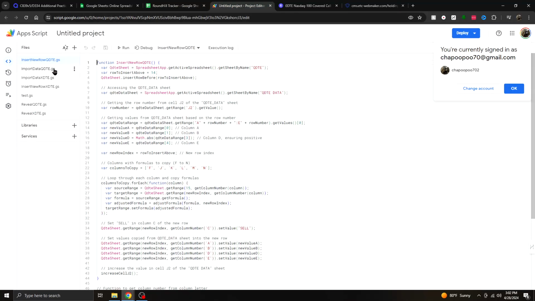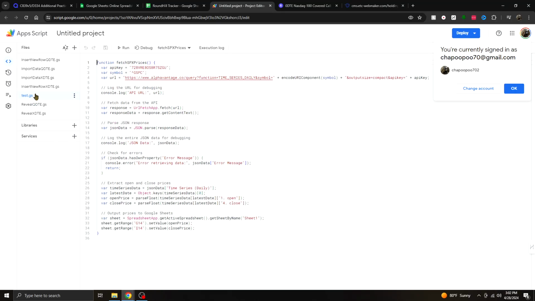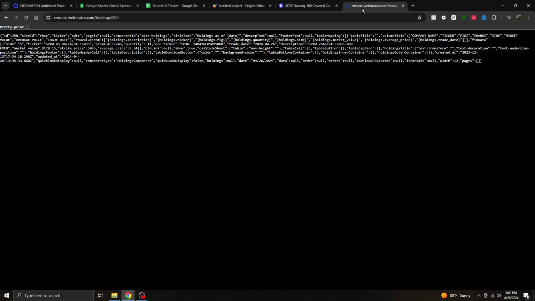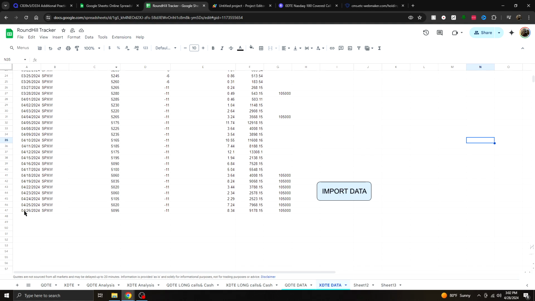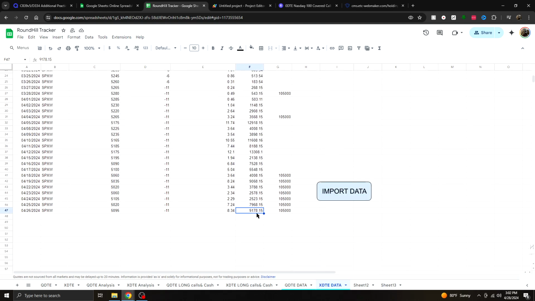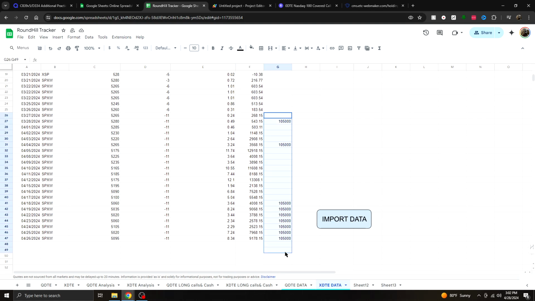And then my scripts here. So these are my scripts. I have 6 of them: 3 for QDTE, 3 for XCTE, and then I have a test script here. So basically, when I import the data, it's searching this website. It's looking for keywords in there, and then it's parsing through it, pulling the date, the ticker, the strike, number of contracts, average premium or average price per contract, and then this is the market value. And here I just manually put these. This is outstanding shares, just so I can see it.